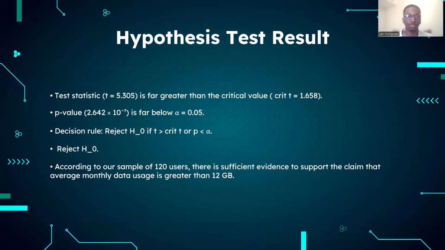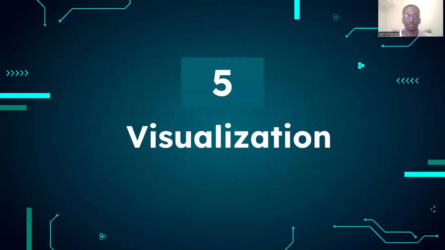And here we reject the null hypothesis because the t-statistic is much greater than the critical t-score, and the p-value is much less than the significance level. According to our sample of 120 users, there is sufficient evidence to support the claim that the average monthly data usage is greater than 12 gigabytes.